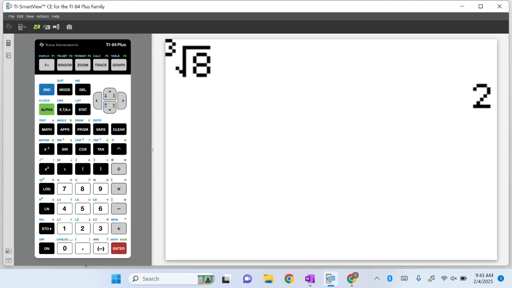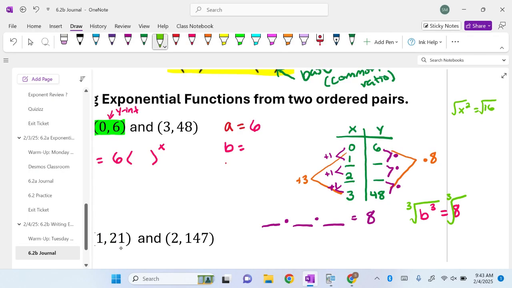So what's the cube root of 8? 2. So that means that b would have to be equal to 2. And let's check ourselves. That means if we do 2 times 2 times 2, is it true that we get 8? Yes. All right. Now let's check ourselves on our table by finding the 2 missing numbers on the y's. So in other words, we're going to be multiplying by 2 3 times to get from 6 to 48. Let's see if it works.